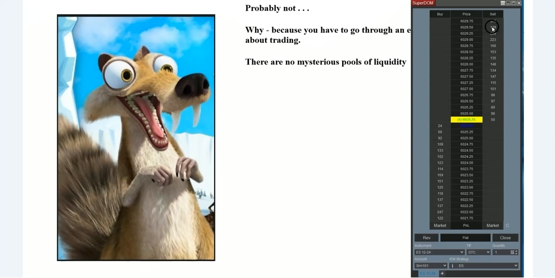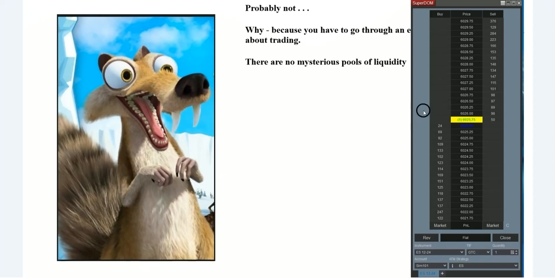Those contracts are still sitting there waiting for somebody to come up and hit them. Then I've also seen other times I have a huge order up in here, comes up close to it, doesn't hit it, and pulls back, gets wound up, and then boom, it just slams right through it. So these mysterious pools of liquidity, they just don't exist. I mean, if you can't see it, how can you say it's there?